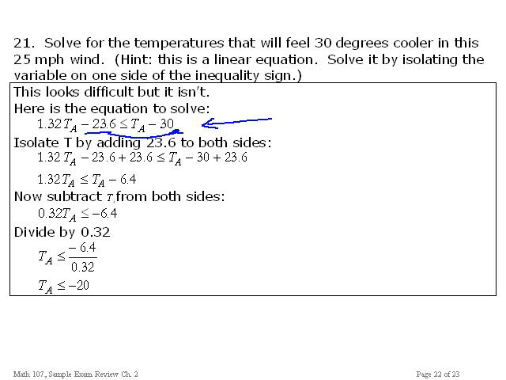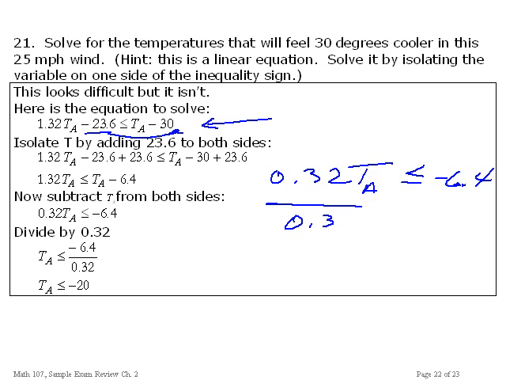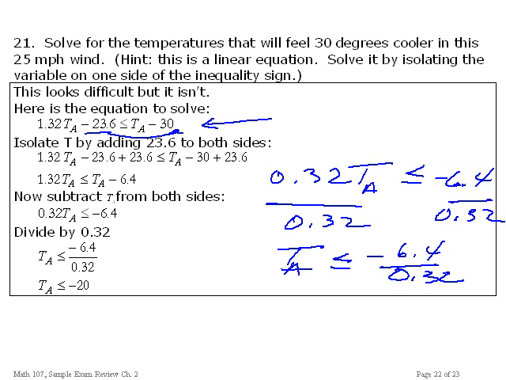Okay, when I subtract TA from both sides, I get 0.32 TA has to be less than or equal to negative 6.4. So now, to isolate the TA completely, I divide by 0.32 on both sides. TA is less than or equal to negative 6.4 divided by 0.32, which is minus 20. On the exam, if you get this far, that's full credit, full extra credit. You do not have to work it out. Don't spend time dividing. Make sure your concepts are right, not your arithmetic. I know you know how to do arithmetic. I also know that if you had a question, you would just pick up a calculator.